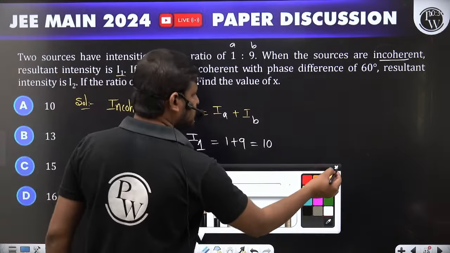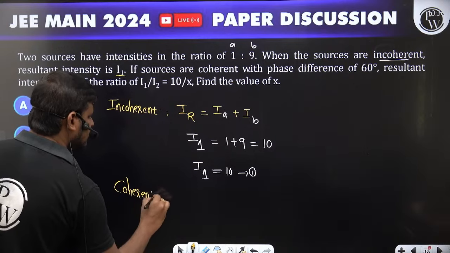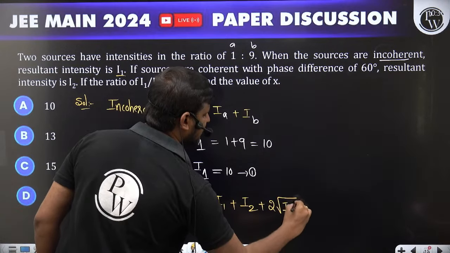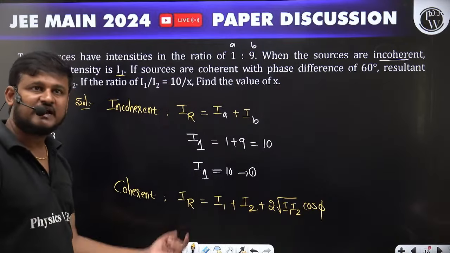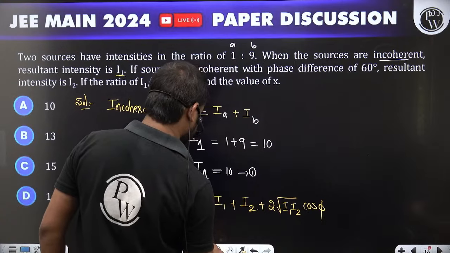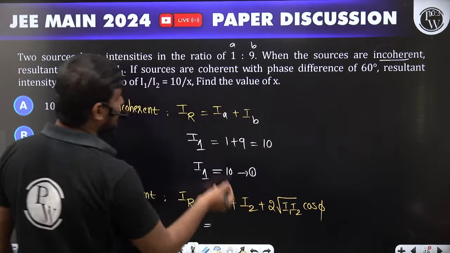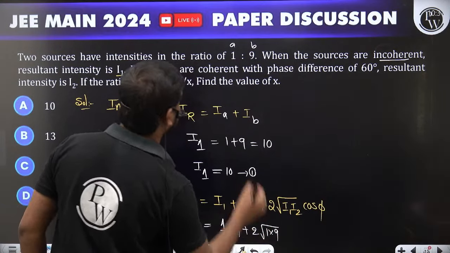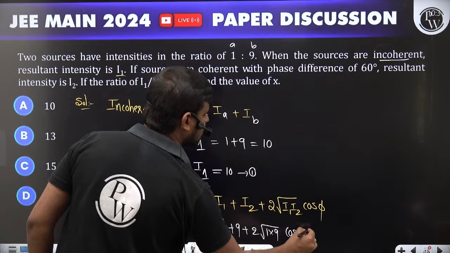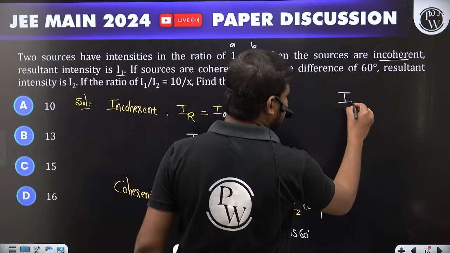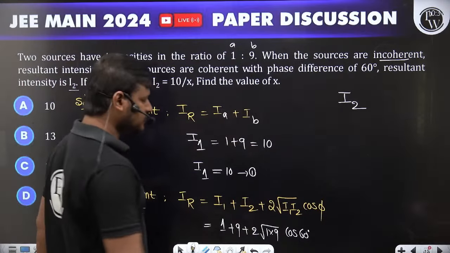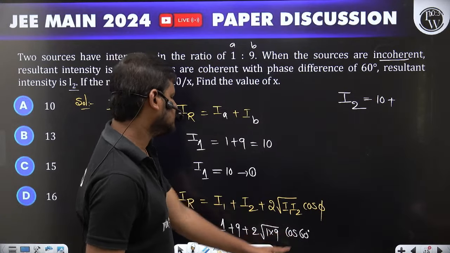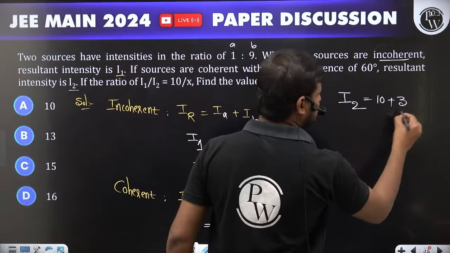Okay. So when the sources are coherent, the resultant intensity can be calculated using the formula I1 plus I2 plus 2 root I1 I2 cos phi, the vector sum. So here I1 means IA, which is 1 plus 9 plus 2 into square root of 1 into 9 into cos 60 degrees. Done. Now I can write the resultant in the coherent case, I2, equals 1 plus 9, 10, plus 2 into 3, and cos 60 is 1 by 2, which cancels. So this part is 3. So I2 will be 13.